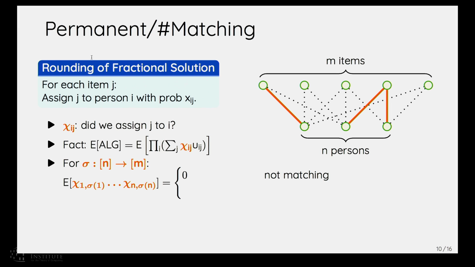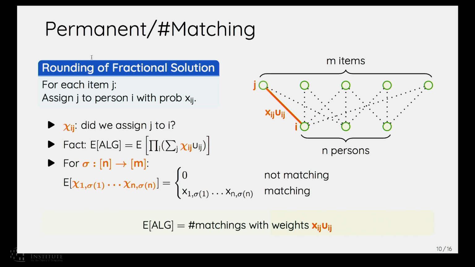Okay, so if I select the same item for two people, this product would be 0 because in my rounding I can't assign this item to two different people. And if none of the items are the same, then because of independence, I can replace this product by the product of the xij's. Okay. So what I have to do is sum over all matchings in this graph the product of these values over the edges of the matching. That would be the expectation of my algorithm.